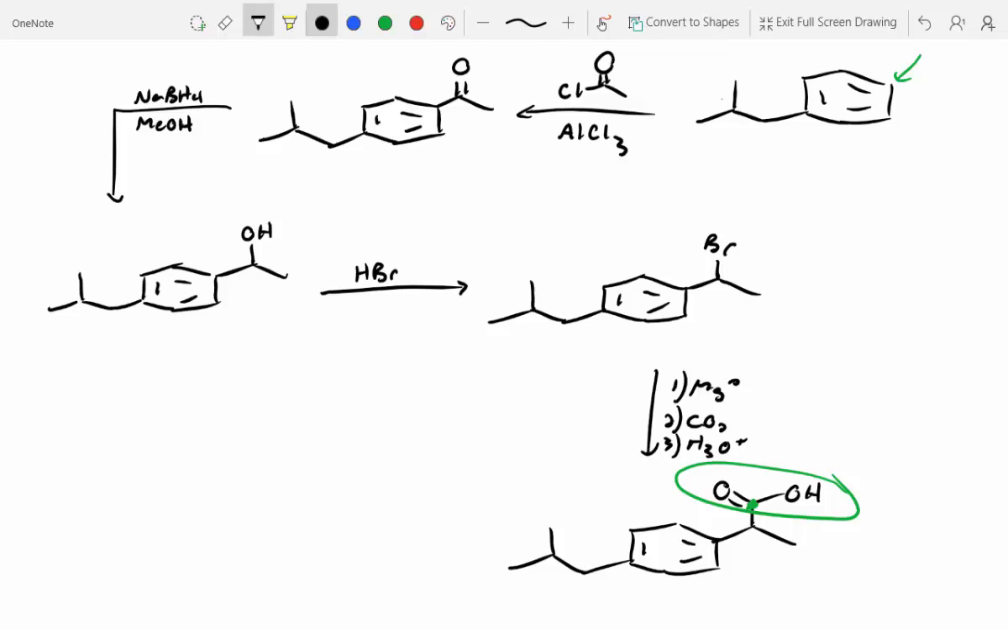The reality is in industry they do this way more efficiently, but they're using organometallic reactions that we haven't learned. But I thought this was a nice practice problem to go over old chemistry.